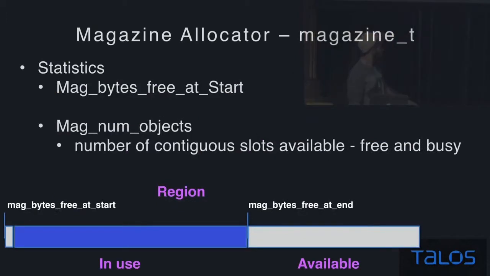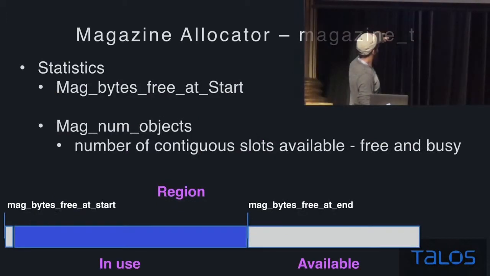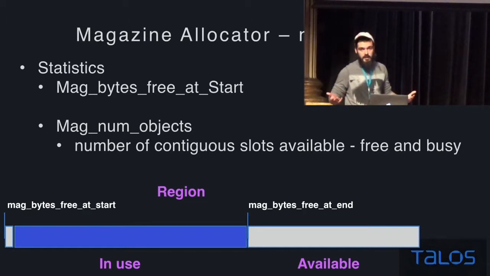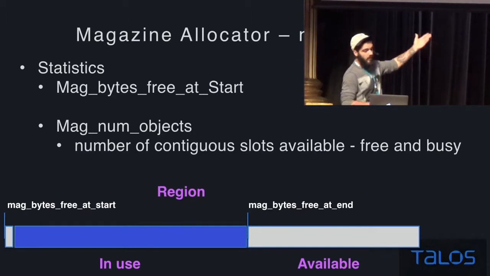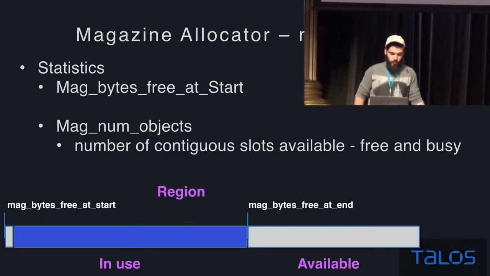You can see that's basically what it means: mag bytes free at end, mag bytes free at start, and that's the stuff that's in use. So as you can think, if you were an allocation scheme and you needed more memory, you probably would just go look at the end and say, hey, look, I have all that available memory, let me get some more memory. That's more or less how that works.